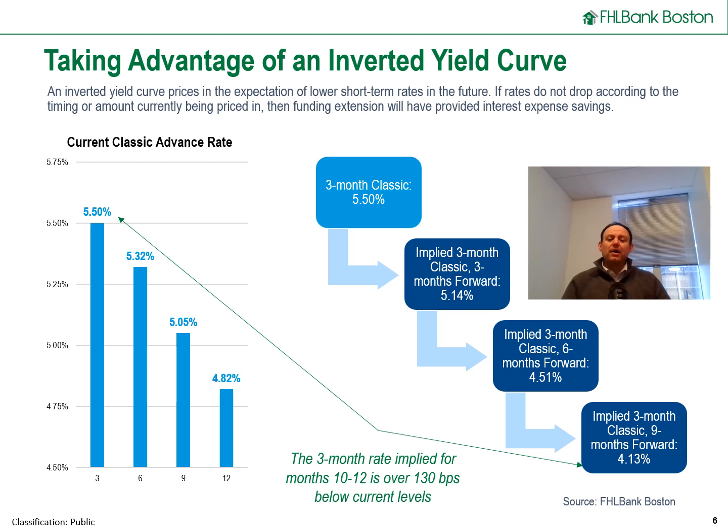So when we think about borrowing at 4.82 today versus borrowing at 5.50 and then having the uncertainty of where rates may be going in the future, what it nets out to is that the implied rate for months 10, 11, 12 is over 130 basis points below the current level.